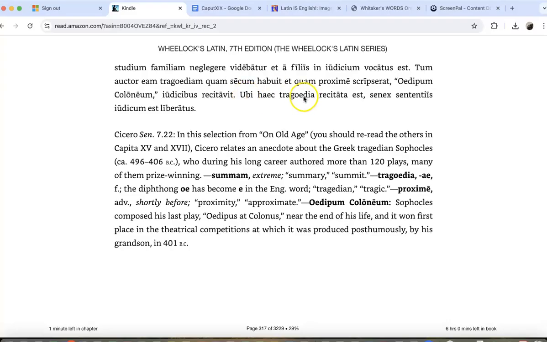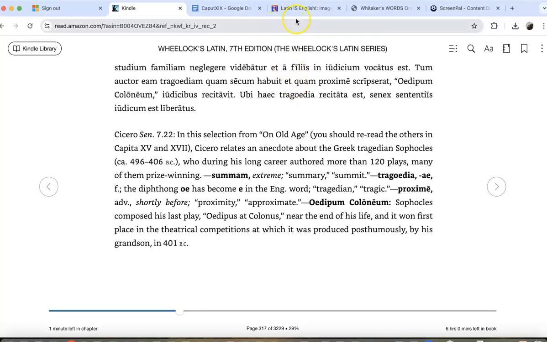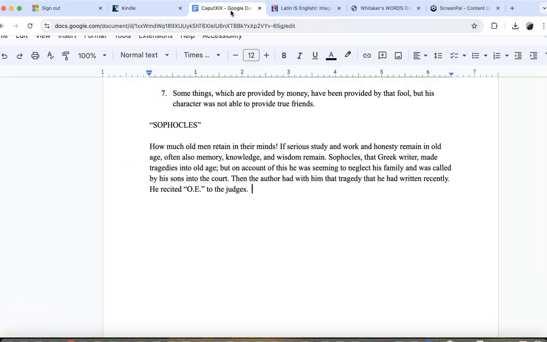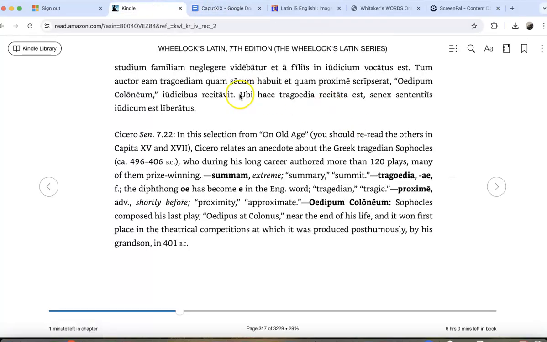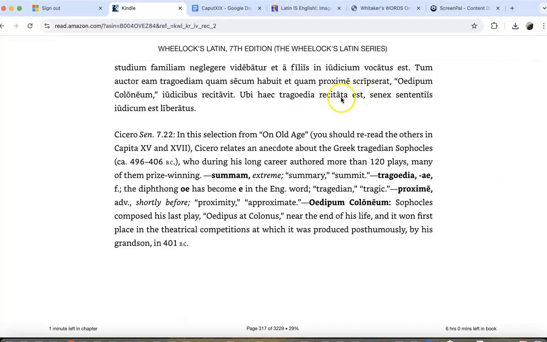And then when he recited this tragedy. So when, ubi, he recited, recitata est. So here's our perfect passive participle construction again. That's important in this chapter. Recited, and then haec tragoedia, this tragedy.